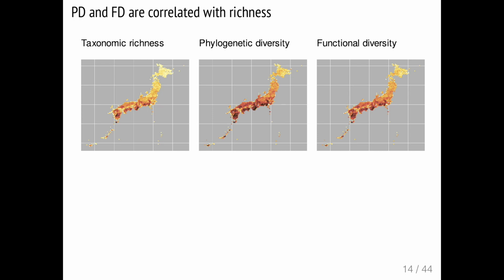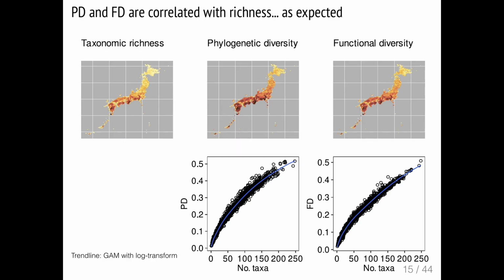So it turns out that the raw values of both PD and FD are highly correlated with taxonomic richness. As we can see, all of these heat maps look nearly identical. Now, this may seem a bit underwhelming at first, but this is actually the expected result. As you can see from these scatter plots, PD and FD increase rapidly with richness and then start to level off. This is expected because the more species that occur at a site, the greater is the chance that they will come from different parts of the phylogeny.